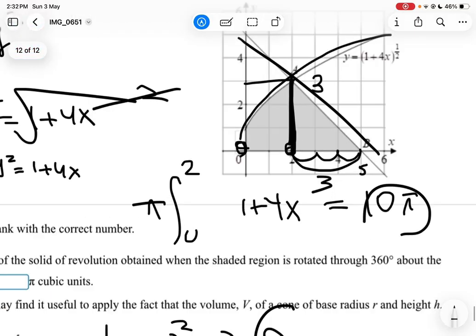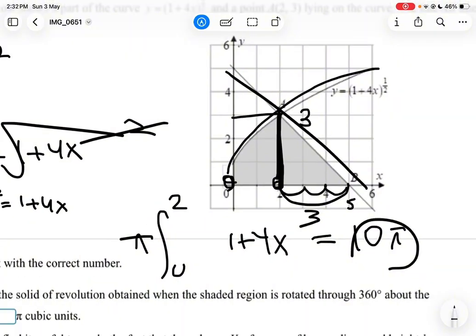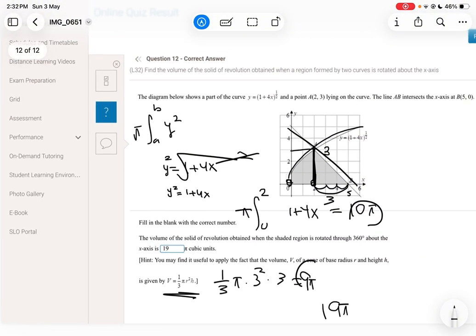Or you can literally just take the line, find 2 points, find the slope, find its equation, and then put that line in the integral from 2 to 5. Okay, but that takes long, so this is a faster way.